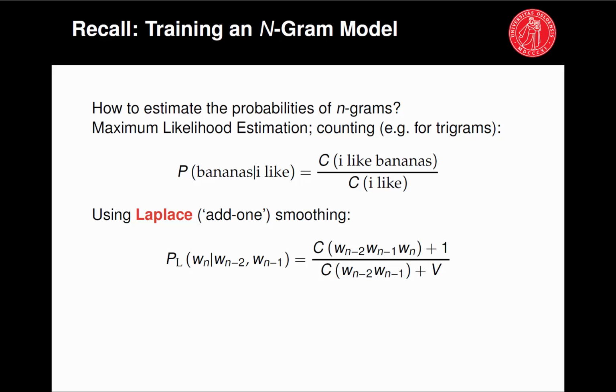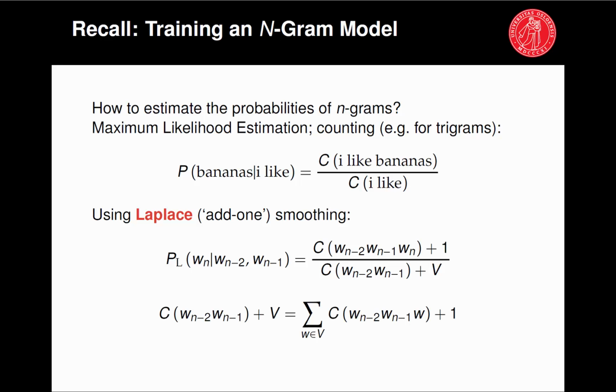Then we added Laplace or add-one smoothing to work around data sparseness and said we shift a little bit of the probability mass to unseen events. That is, we assume that all counts are at least 1. So even an unseen event will have a count of 1. We just add 1 here. And then, somewhat magically to several of you, we said that means we now need to normalize to the same term as before, but add V, which is the vocabulary size, the number of distinct words.